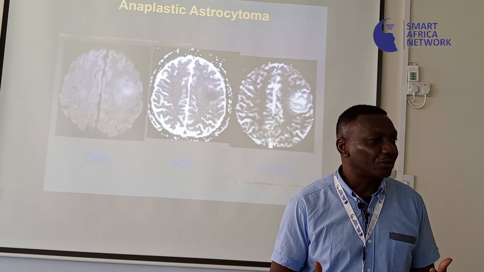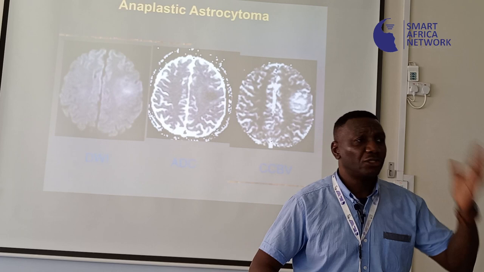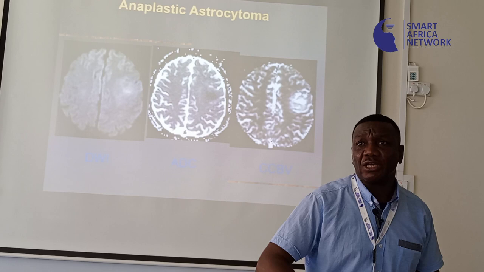You understand? Some things are straightforward. Some are not straightforward. So you do sequences: do T1, do T2, do FLAIR, do proton density, do fat suppression, do gradient echo. MRI has these, and it helps you to put all those things together.